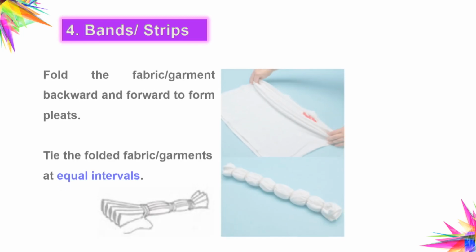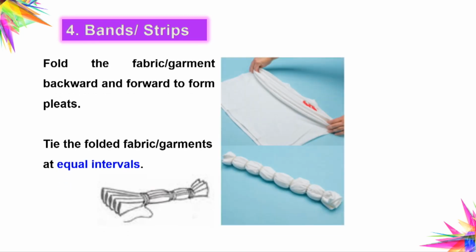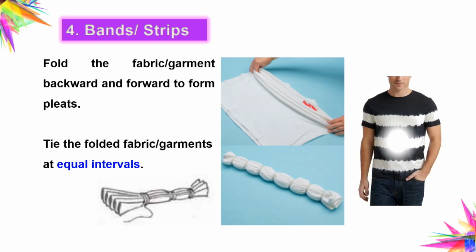To obtain pattern with stripes, you will need to fold the fabric or garment backward and forward to form pleats, similar to an accordion. Then, tie the folded fabric or garments at equal intervals, and then you will obtain the striped effect.